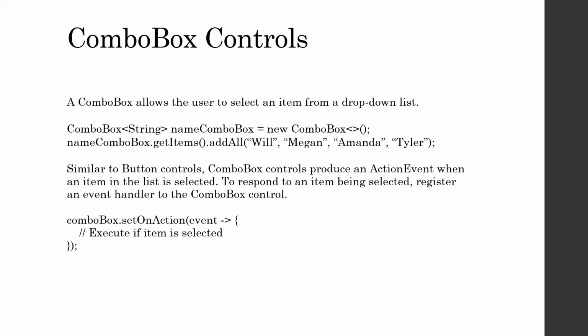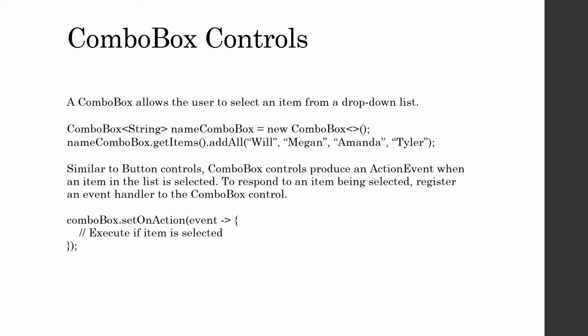So then to actually add some content, so different items to that combo box, we're going to use the getItems method. That'll give us a list of all of the items inside of that combo box. And then we can use some method, maybe like the addAll method, to go ahead and add several different strings to it. So again, very similar to what we saw with the list view.